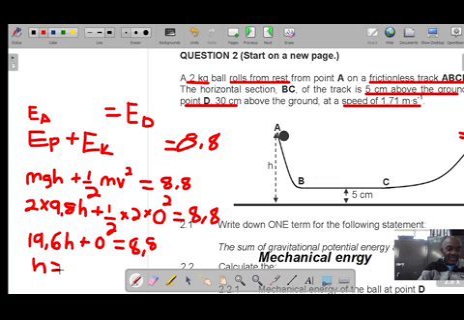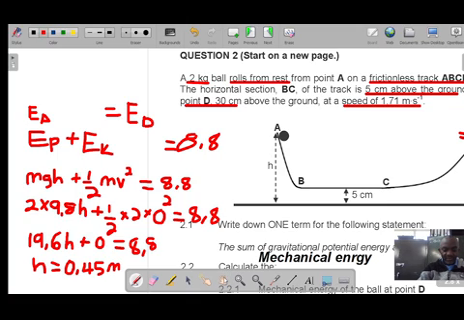Divide that for me, guys. 8.8 by 19.6. So 8.8 divided by 19.6. What do you get? We get 0.45. So I have here 0.45 meters. That's my answer. Hope we are together.